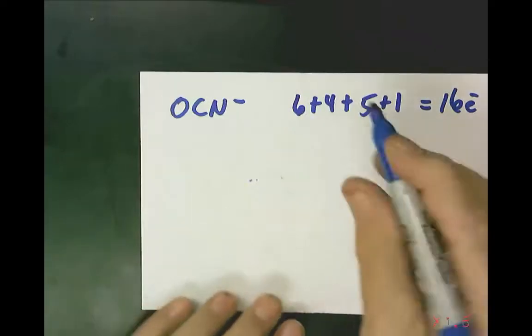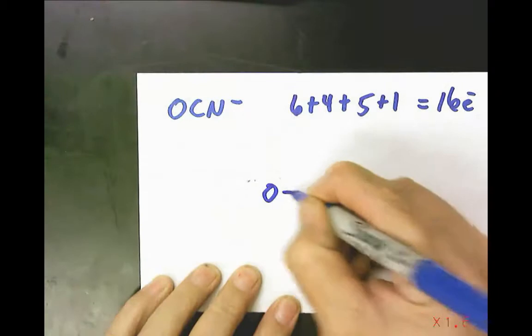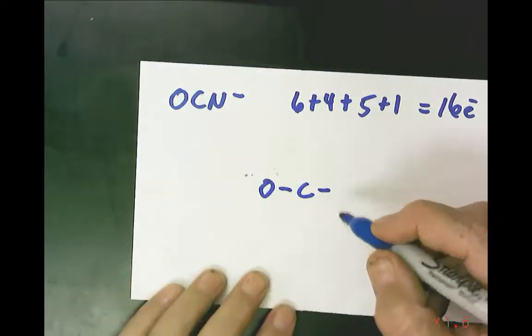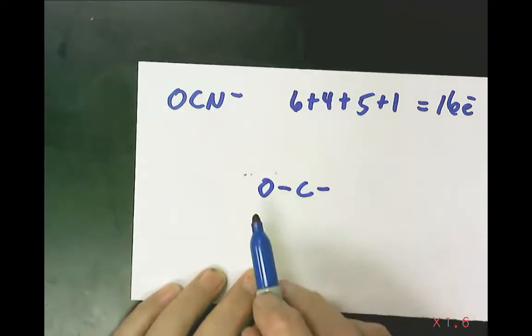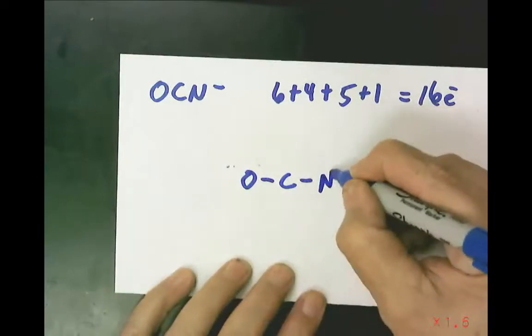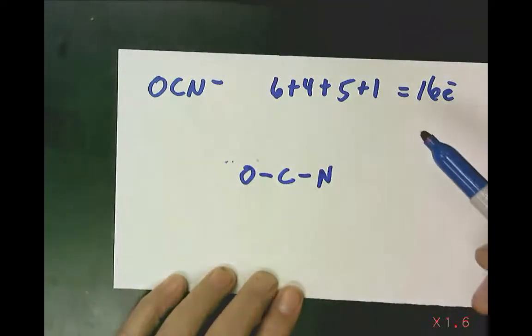Okay, so let's see. Oxygen in the center, and then carbon. No, carbon in the center. Which one's more electronegative? We better look. Oxygen is more electronegative, so carbon has to be in the center. Okay, and usually it's just how it's given to you in the molecule.